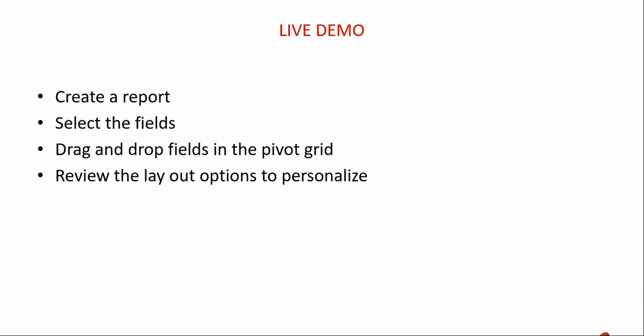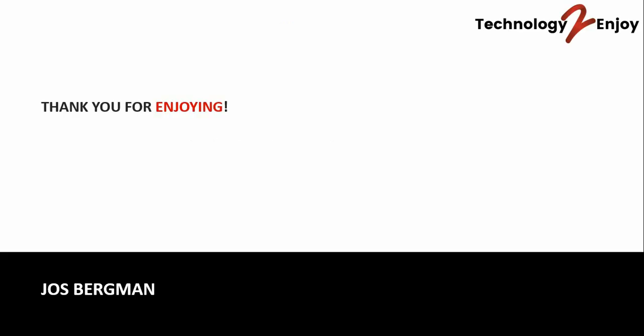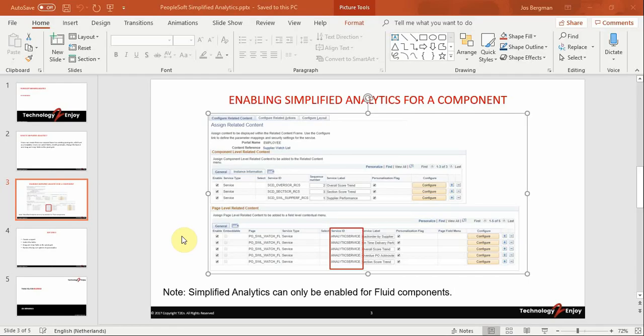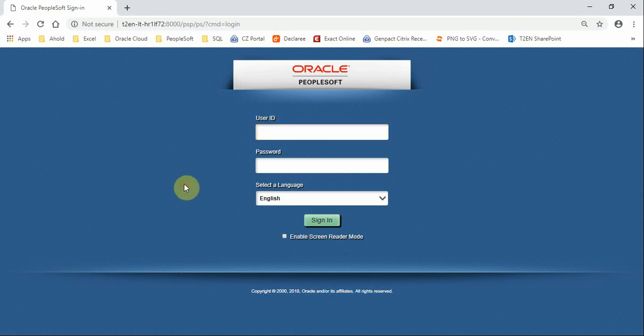In the live demo, we will be creating a report. We will select the fields we want to see on the report. We're going to drag and drop fields in the pivot grid, which is standard functionality within fluid pivot grids. And we're going to review the layout options to personalize the report. Let's log into PeopleSoft, and then we're going to start with the demo.